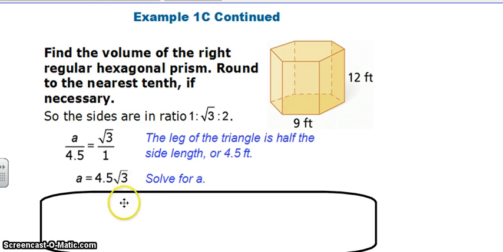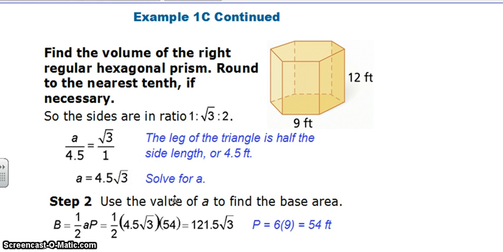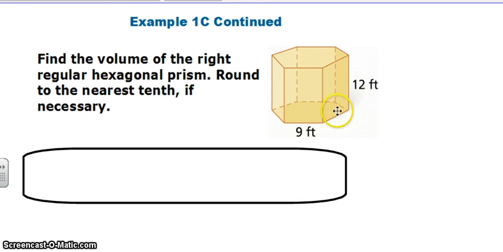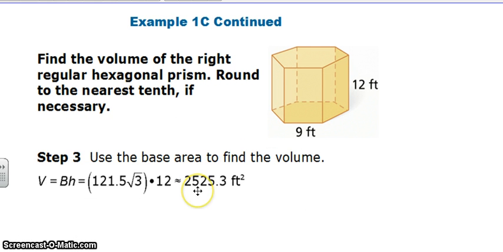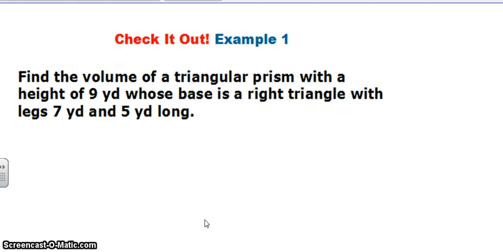Okay, so we end up with, let's see, where do we have it? We end up with a base area of 121.5 times the square root of 3. This is left in radical form. Once we have the base area, we simply multiply by height. And when we do, we end up with 2,525.3 feet squared.